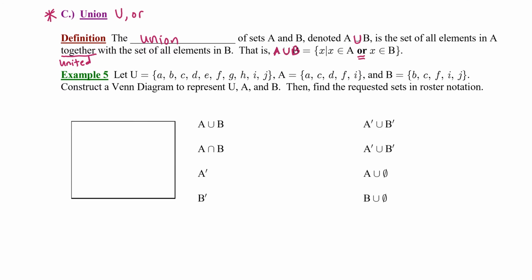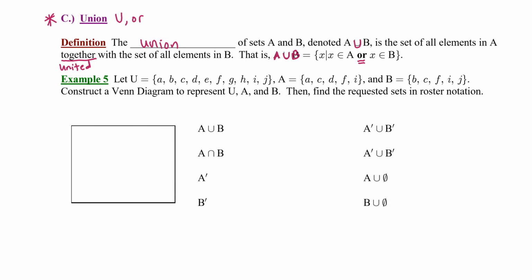Let's clarify this with an example. Let U, our universal set, contain letters A, B, C, D, E, F, G, H, I, J. Define set capital A to contain elements a, c, d, f, i, and B to contain elements b, c, f, i, j. Remember, the capital letters name the sets. The lowercase letters are the elements or the members of those sets. Construct a Venn diagram to represent U, A, and B. Then find the requested sets in roster notation.